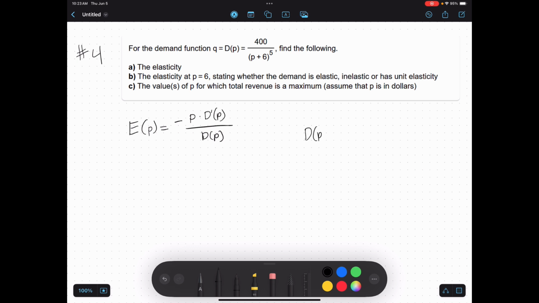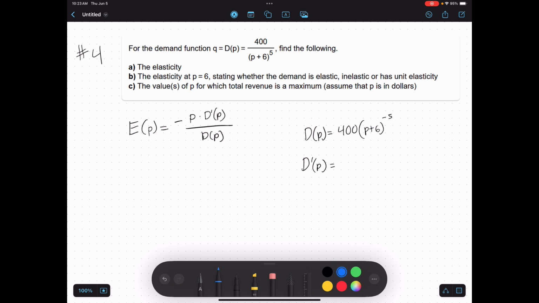So what'll help is if I rewrite this as 400 times p plus 6 raised to the negative 5th. I'm okay with that, right? Since it's in the denominator, I can just switch it to a negative exponent. And now I can take the derivative. What do I do with that 400? It's just a constant multiple, so it's going to stay.